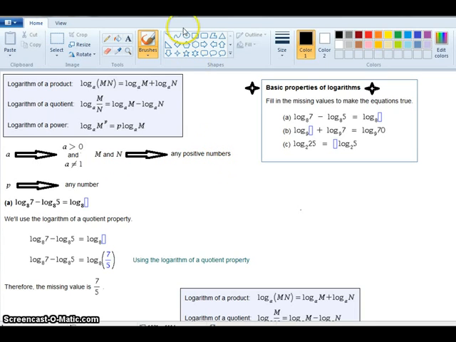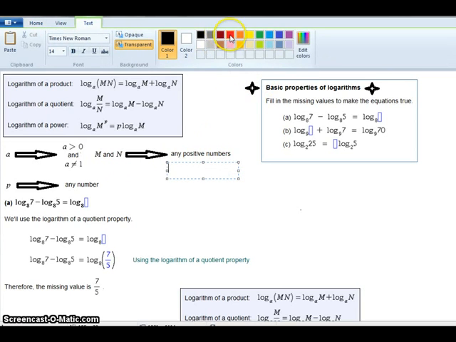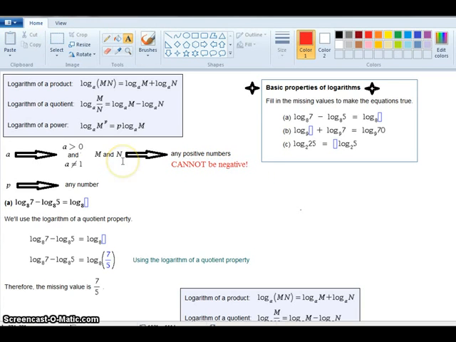However, your m and n can be any positive numbers. They cannot be negative numbers. Let me write this down: cannot be negative. So m and n cannot be negative.